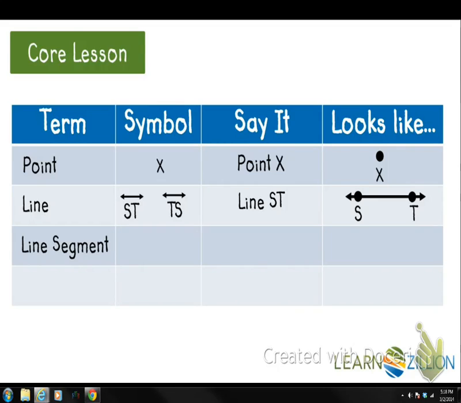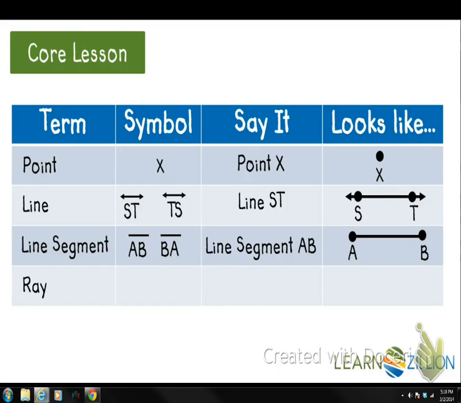A line segment, we'd label AB or BA. Doesn't matter what letters you choose. We could call it line segment AB or line segment BA, and it might look like this. For a ray, it has to start with the endpoint first and then any point after that. We'd call this ray EF, and it looks like this.